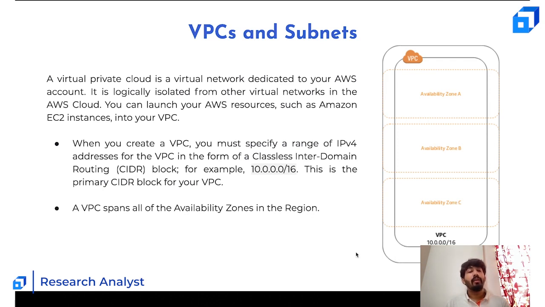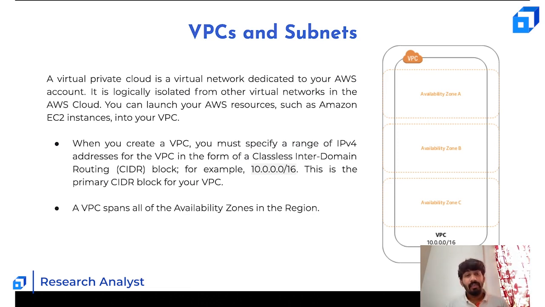Let's say you've created a VPC in a region, for example the North Virginia region. If the North Virginia region has 3 availability zones, the VPC will span across all the availability zones. If a region has 6 availability zones, the VPC would span across all 6. So if I launch an EC2 instance in availability zone A or availability zone C, it doesn't matter. I can still launch them within the same VPC, even though they are in different availability zones.